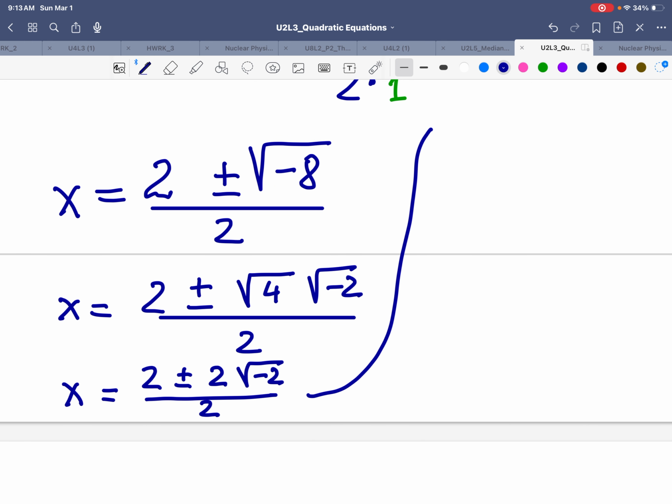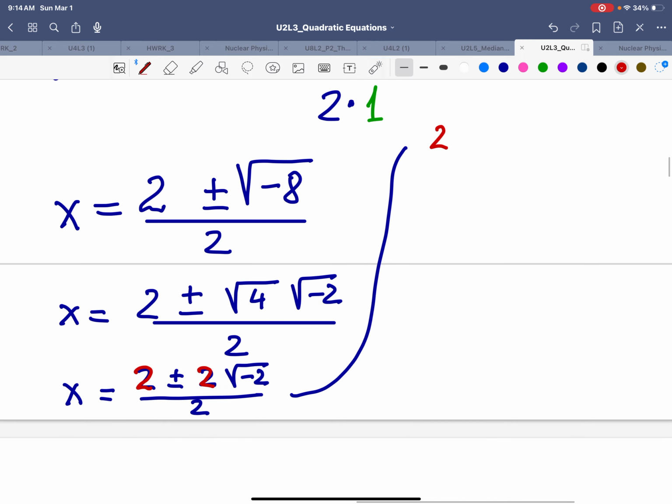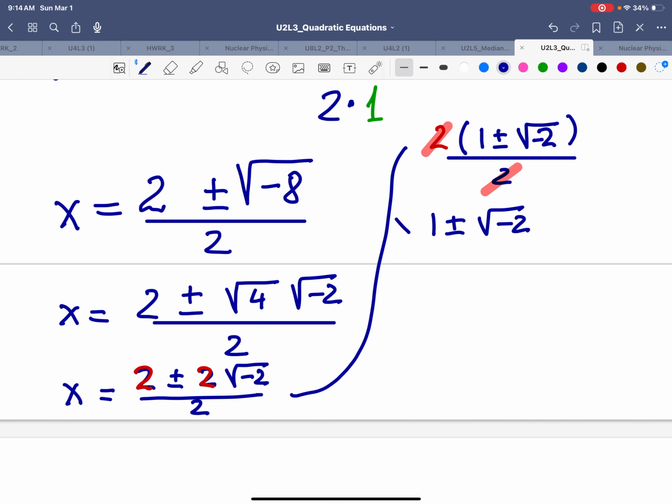Now, in the next step, we will want to factor out the 2 from the numerator. As you can see, this is one term, so it's its own factor. And here we have a factor of 2 multiplied by root of 2. So 2 is a common factor, so we'll take that out. And then we'll have 1 plus or minus the square root of negative 2, divided by 2. We simplify now the denominator, and we'll end up with 1 plus or minus root of negative 2.